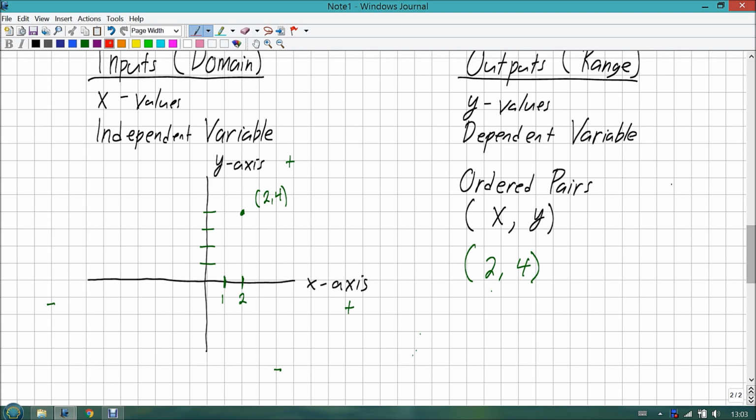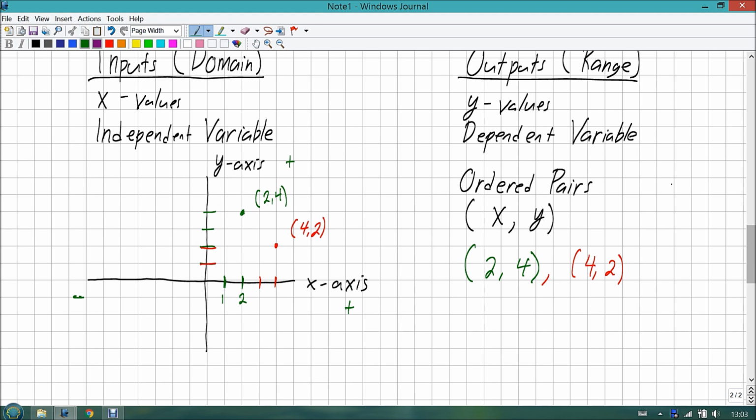Now please remember, order does matter. So what would happen if I had the ordered pair (4, 2)? Well, then I have 4 on my x-axis, so I go to the 4th place on my x-axis. And then I have 2 on my y-axis, so I go up 2 spaces, and I have the point (4, 2). Note that these 2 points are not the same location. They're different points. They're different locations. So when it comes to ordered pairs, kids, order matters. Order most definitely matters.